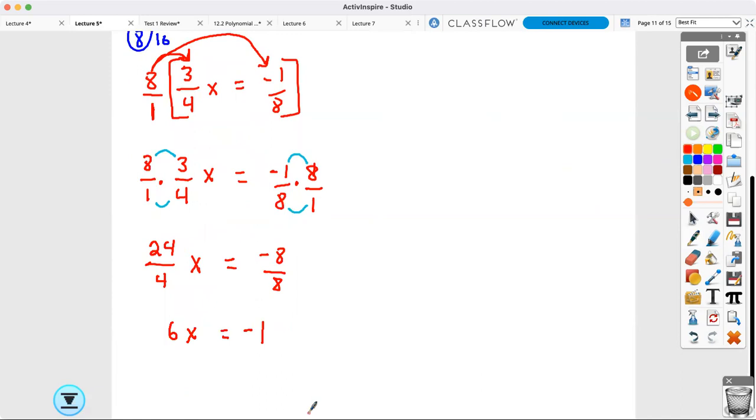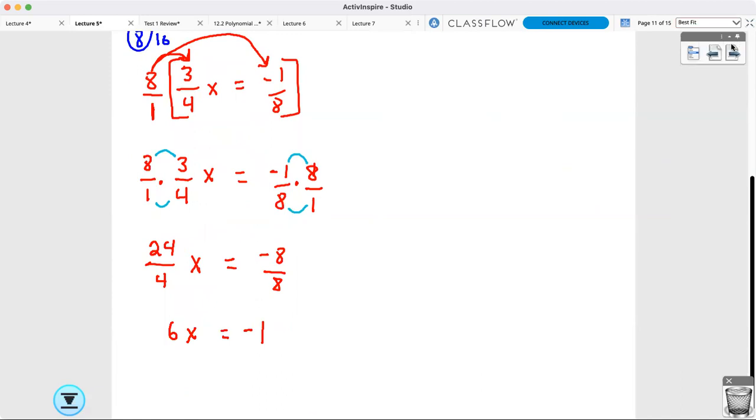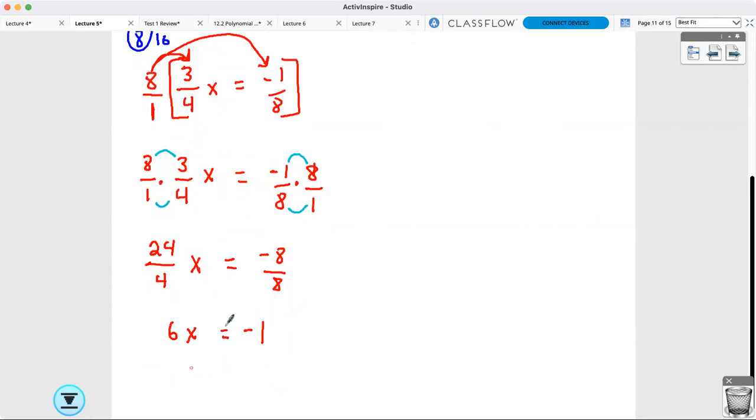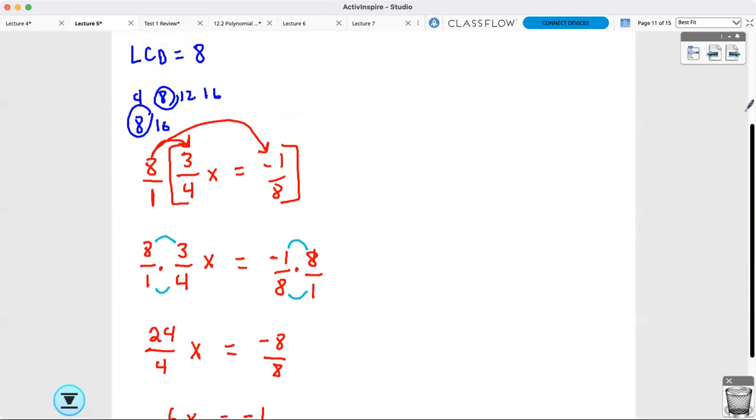And check that out, guys. We have 6x equals -1. This equation right here that we just got to, 6x equals -1, is the same equation as.